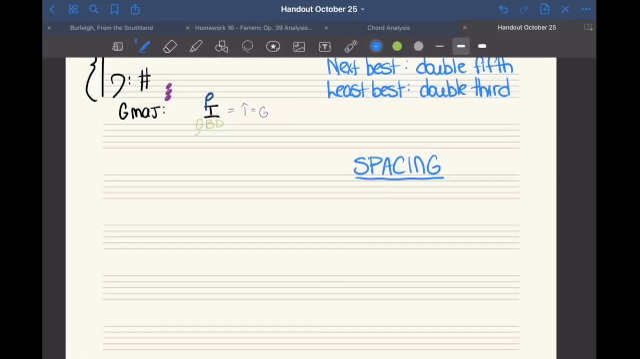So the rules of spacing. Neighboring voices. First thing is they cannot cross one another.